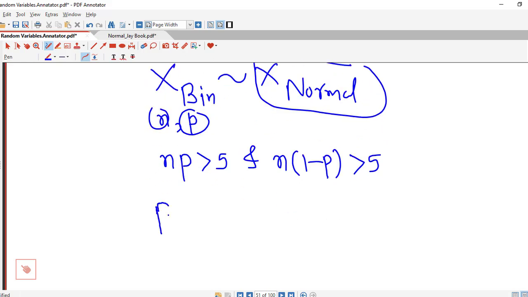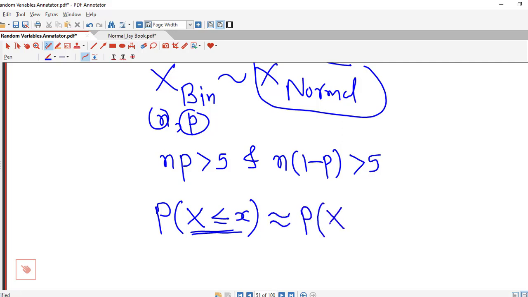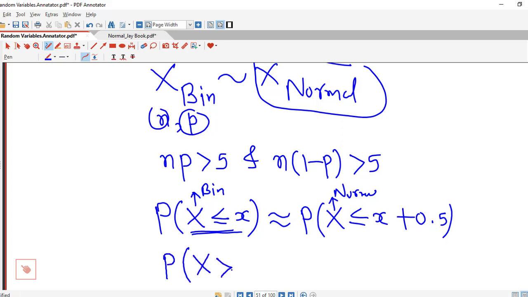But we will remember this continuity correction. If our binomial random variable has this type of event, capital X is less than or equal to small x, then we will add the continuity correction: capital X is less than or equal to x plus 0.5. So here X is a binomial random variable, here X is a normal random variable, and this is also the same.